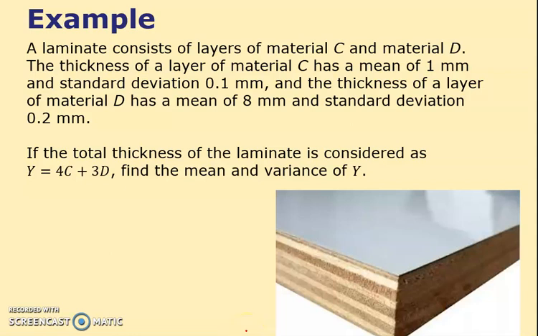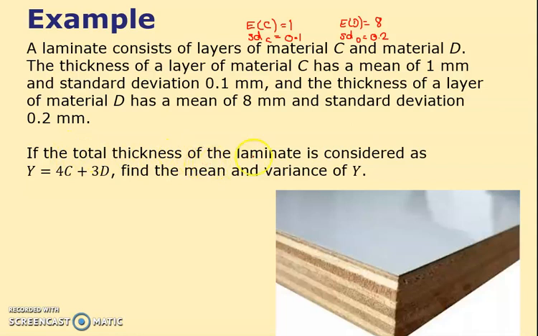So here's another question. Now it's a piece of wood, it's actually a piece of laminate, it says. It consists of layers of material C and material D. The thickness of a layer of material C has mean 1. Okay, so let's just do this. E of C equals 1. And it's got standard deviation. So I'm just going to write standard deviation of C, like that. It's 0.1. And it also has a layer of D. So E of D has a mean of 8. Did it tell me standard deviation of D? Yes, it does. It's 0.2.